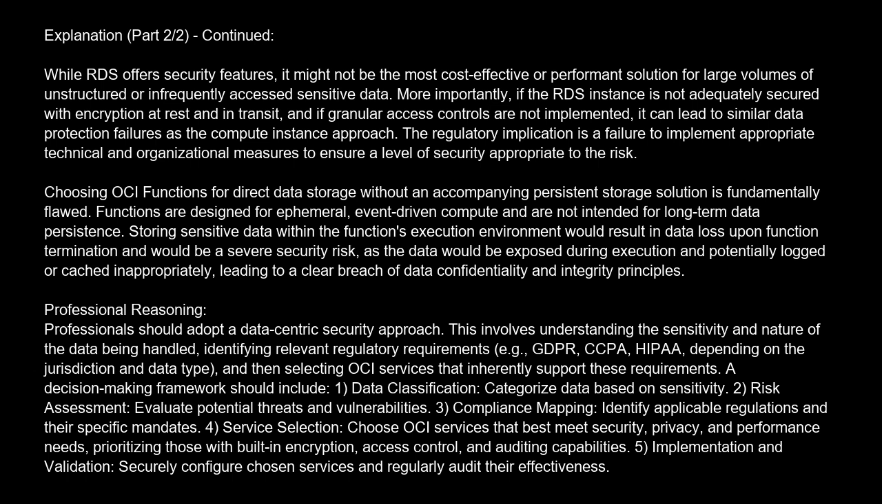A decision-making framework should include: 1. Data classification. Categorize data based on sensitivity. 2. Risk assessment. Evaluate potential threats and vulnerabilities. 3. Compliance mapping. Identify applicable regulations and their specific mandates. 4. Service selection. Choose OCI services that best meet security, privacy, and performance needs, prioritizing those with built-in encryption, access control, and auditing capabilities. 5. Implementation and validation. Securely configure chosen services and regularly audit their effectiveness.